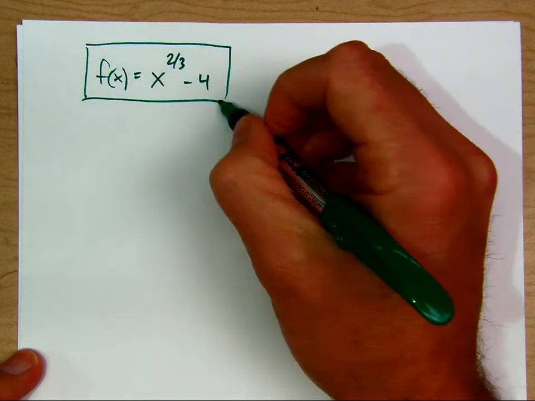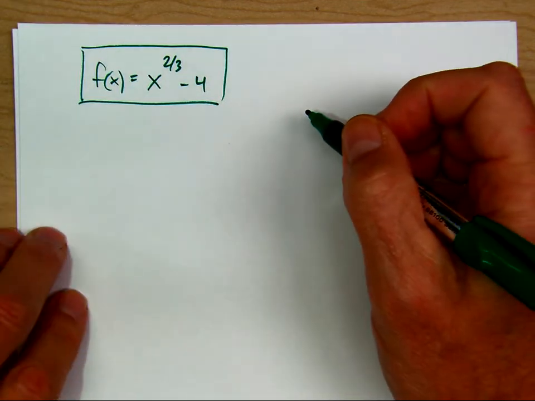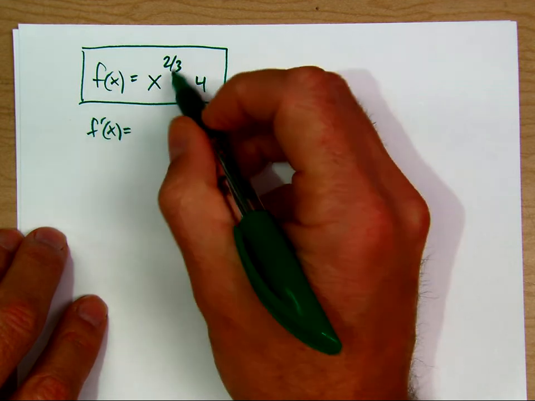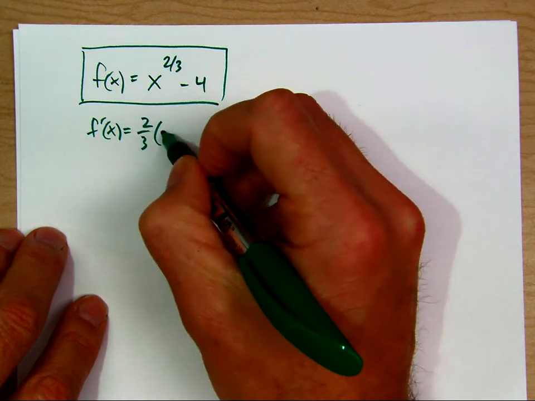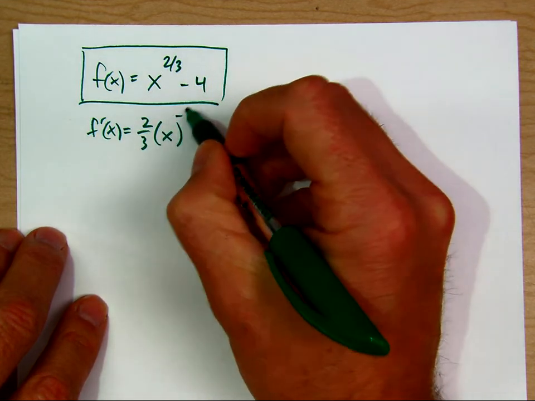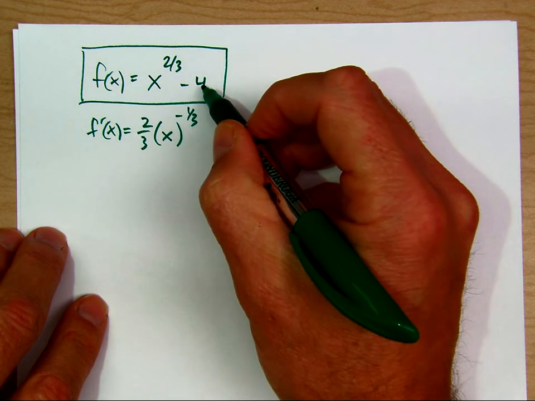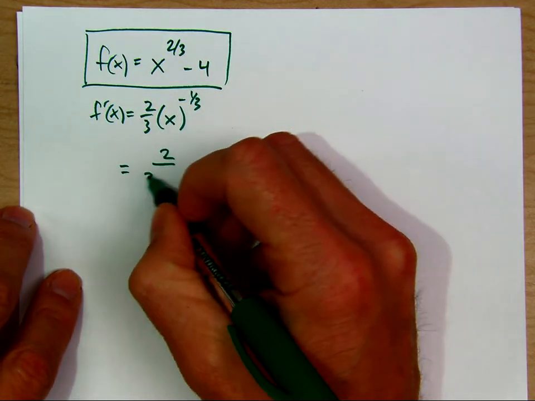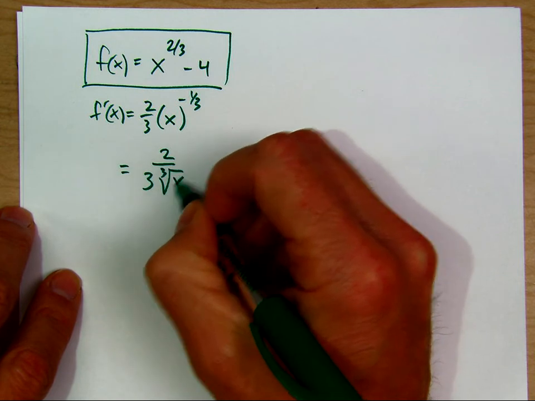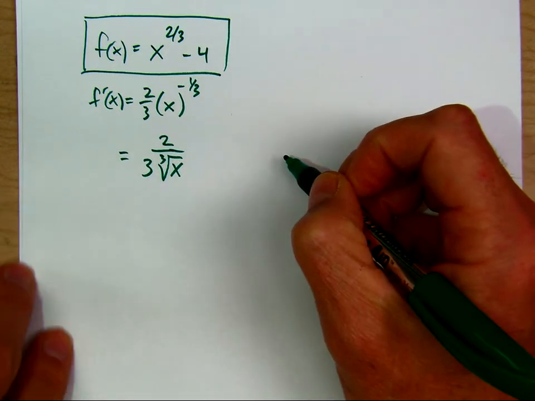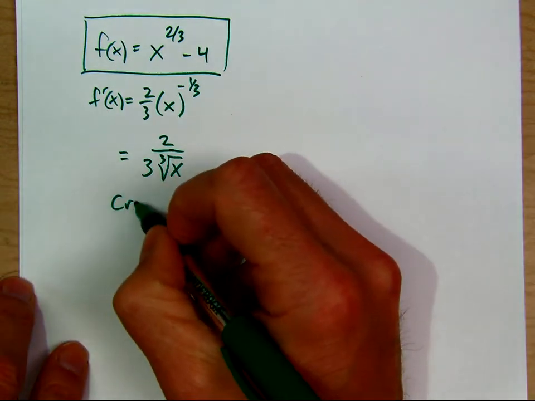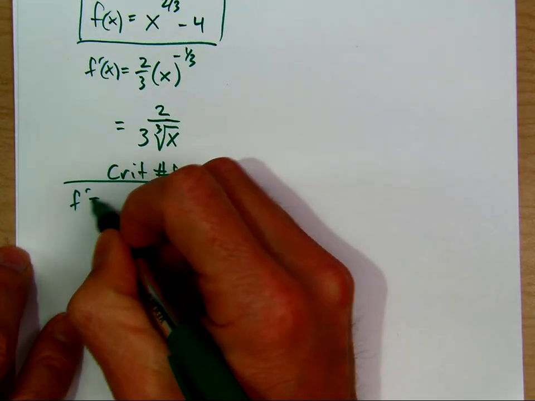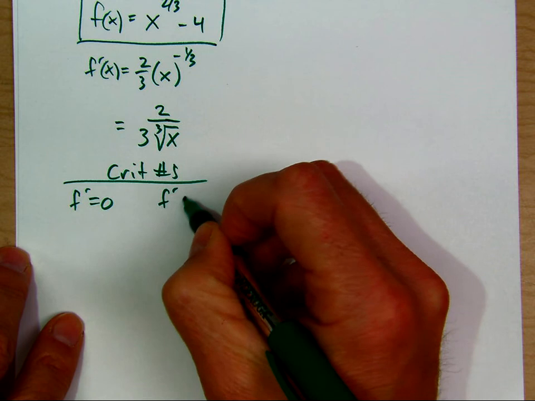All right, let's do the same question. We need to find the derivative. So power rule, 2/3 x to the -1/3, and the derivative of 4 is 0. So why don't we write it like this? And we're going to find the critical numbers. Critical numbers are when f prime is 0 or f prime is undefined.